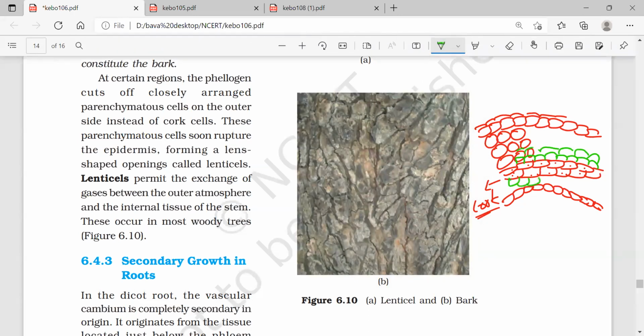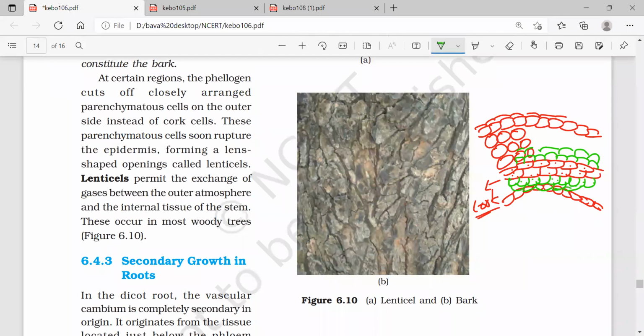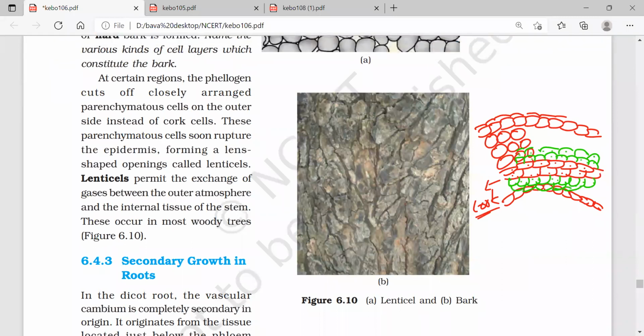In the same way, cells will be formed on the inner side too, correct? These are all new cells. Due to the activity of cambium, the new cells are formed here. So this is cork cambium. This is exactly the cork cambium.